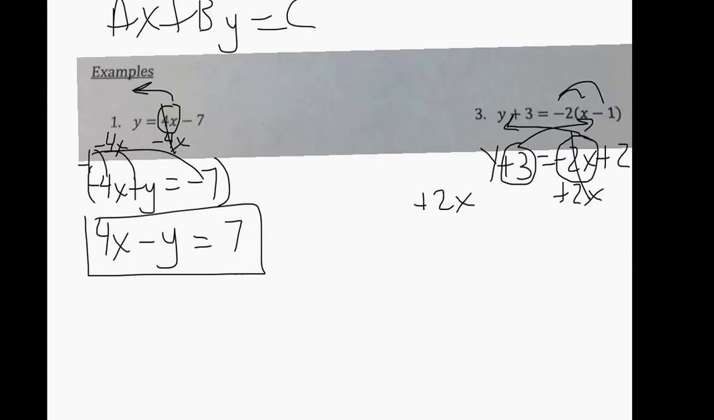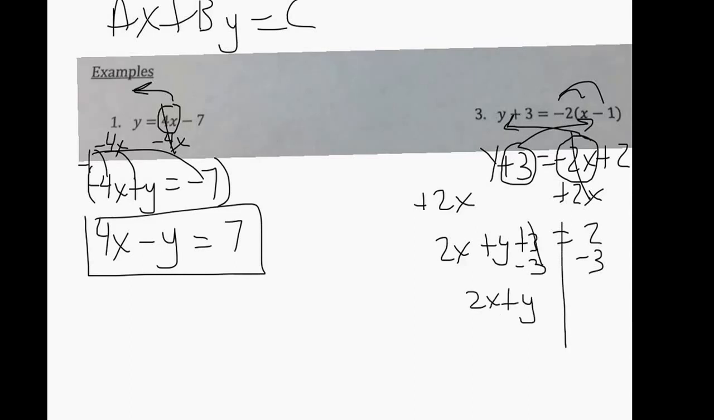And those cancel. This becomes 2x. Bring down my plus y. Bring down my plus 3 equals those canceled, 2. Now the 3, I don't want it, so I subtract 3 from both sides. 3's cancel. I get 2x plus y equals 2 minus 3, which is negative 1. And this is in standard form. Okay. And we'll finish up the rest of them in class on Friday.